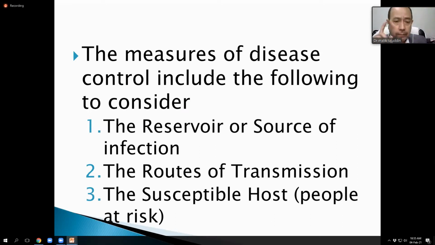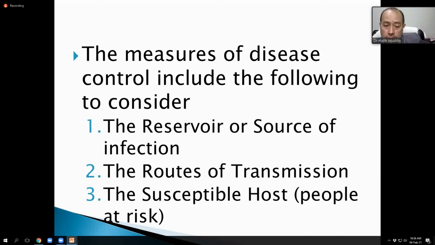So agent, host, environment. Keep that triangle in your mind. At one corner is agent, at another is host, and at the third corner is environment. This transparency tells us the same thing, that you have to consider these corners. The reservoir or source of the infection you may consider in the triangle as an agent. Then the route of transmission, this is the environment. Route of transmission may be the airborne transmission.